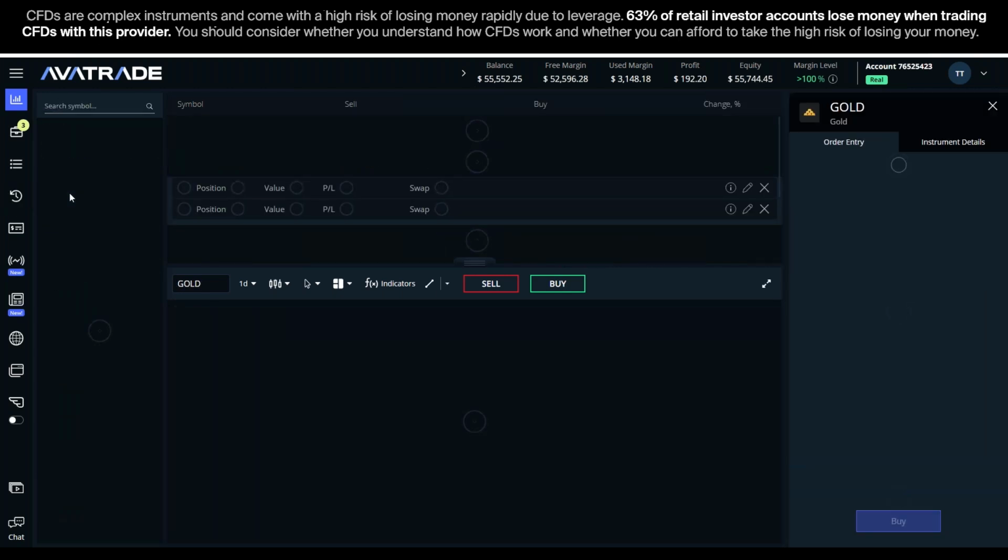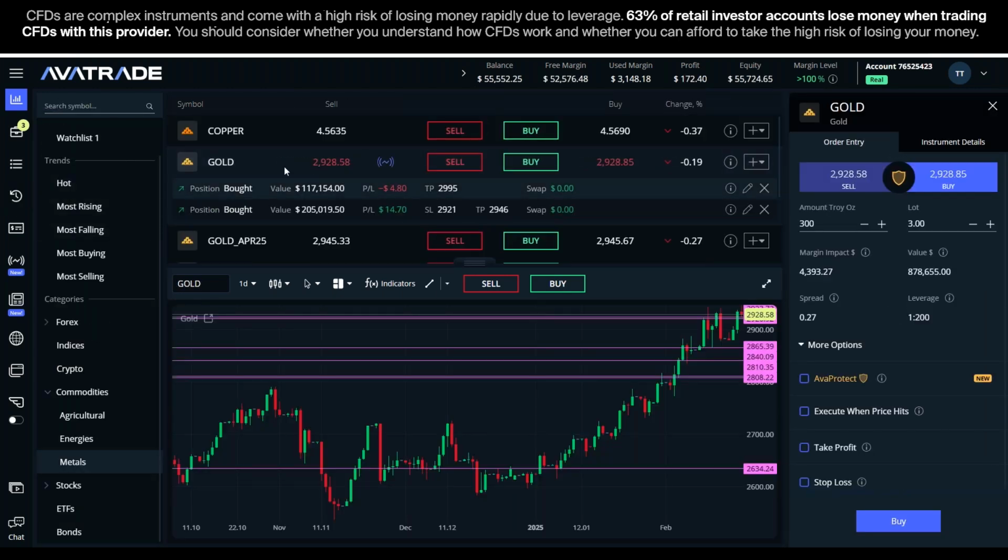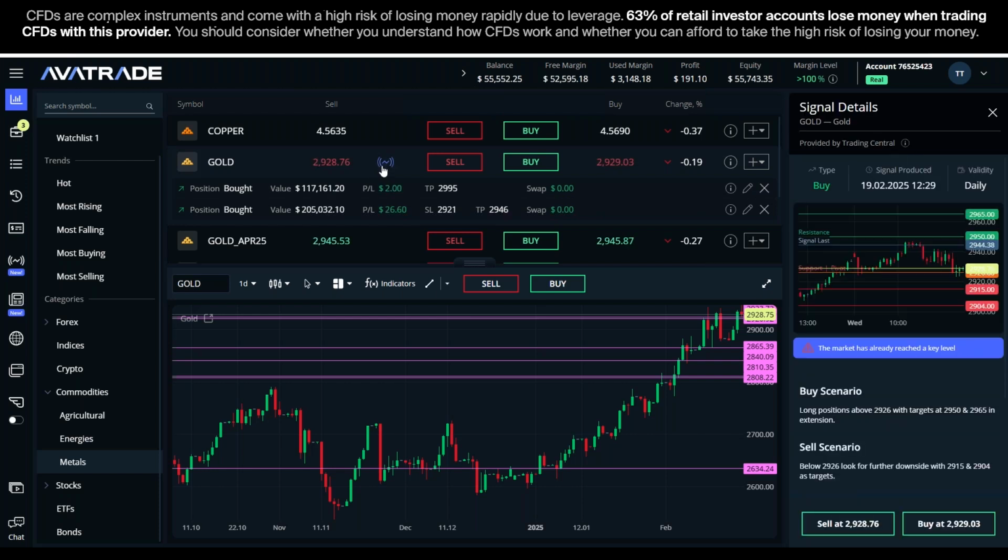Was there a signal on gold? There is, okay, and it's a buy signal. So we're in line with the signal without even looking at the signal. That's when maybe you trust the signal, right?